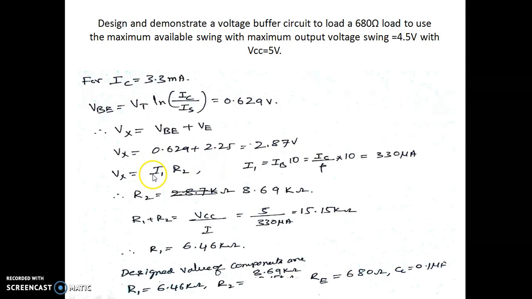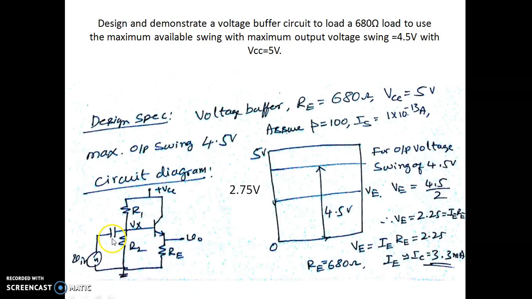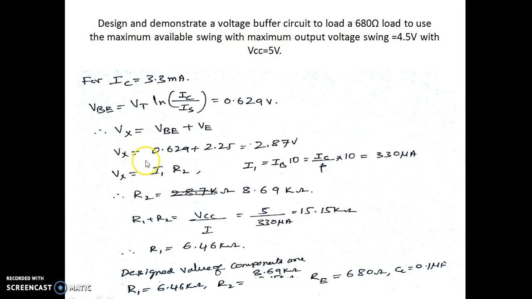We also know from the equation that if we assume the current flowing through R1, R2 is I1, neglecting the current flowing through the base, then Vx is also given by I1 into R2. So we are assuming I1 to be 10 times IB, where IB is given by IC by beta. So we are going to get a current I1 of 330 microamperes, from which we can get the value of R2 as 8.69 kilo ohms.